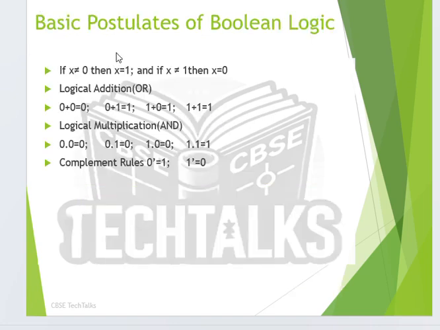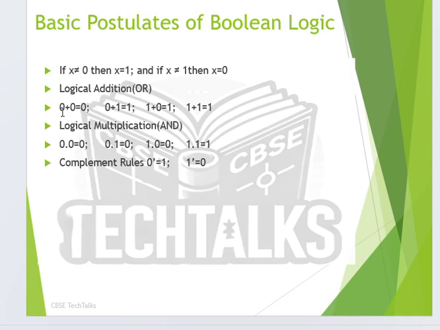Now there are some basic postulates of Boolean logic. If x is not 0, then the value of x will be 1, because x can have only two values, 0 and 1. If it is not 0, definitely it has to be 1. And if x is not 1, then it will be 0. I think this is clear. When we talk about logical addition, 0 plus 0 is 0, 0 plus 1 is 1, 1 plus 0 is 1, and 1 plus 1 is 1. This is the OR gate.